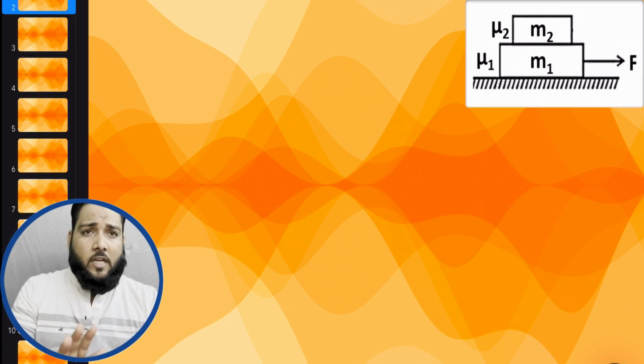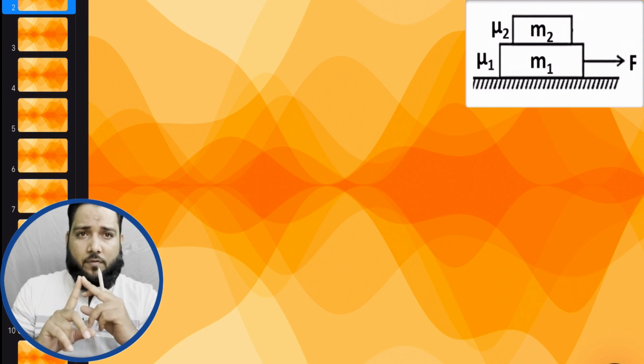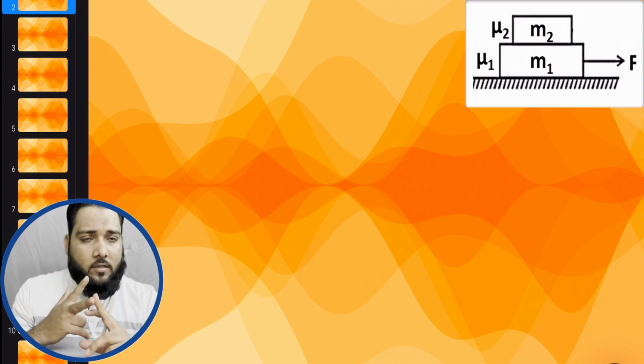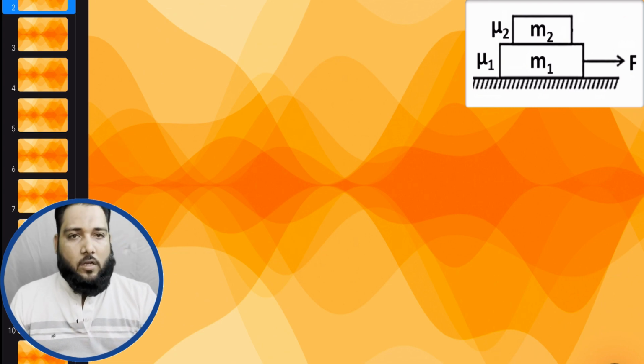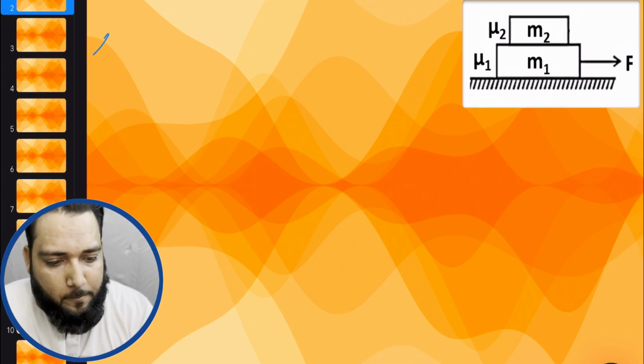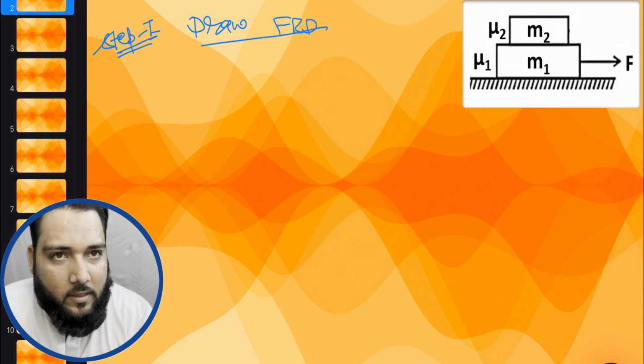In these types of problems, generally two questions will be asked. First, either the friction will be asked. Second, the acceleration of the block will be asked. That's it. So step one is to draw the FBD, the free body diagram.